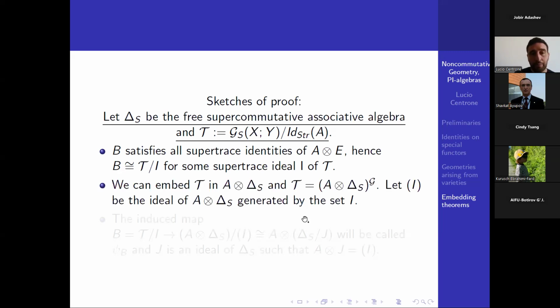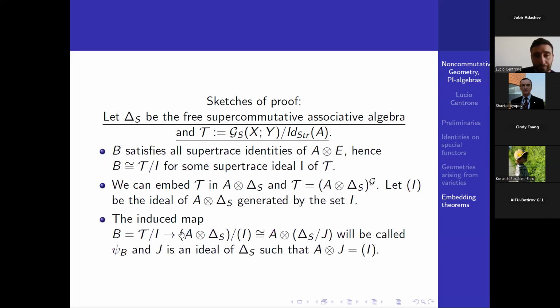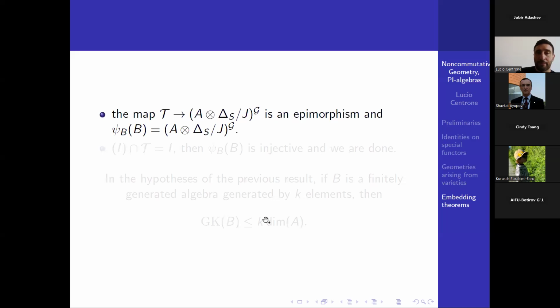Then the next step is embedding this in A tensor delta S, and consider this as the ideal of A tensor delta S generated by E. We also have, of course, an induced map from B, which is represented by T over I, and now this quotient. This map is surjective, and you also have this relation. And finally you have this equality that shows your map is injective, and this is what we have.